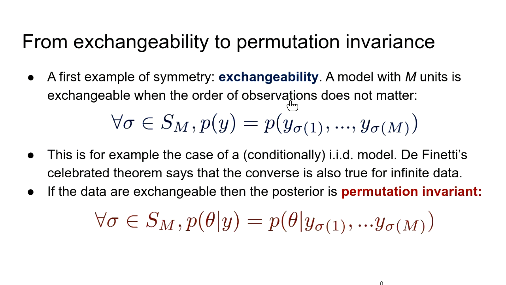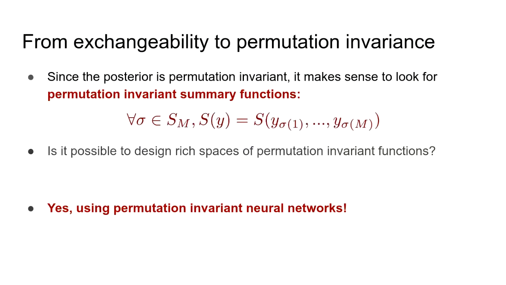So one important consequence of exchangeability is that, since the order doesn't matter, the order doesn't matter for the posterior as well. So if the data are exchangeable, then the posterior is permutation invariant. You can permute the order of the observations again, you get the same posterior. All right. So what does this have to do with summary statistics? Well, since the posterior is permutation invariant, and our goal at the end is to approximate the posterior, then it makes sense that we should look for permutation invariant summary statistic functions.